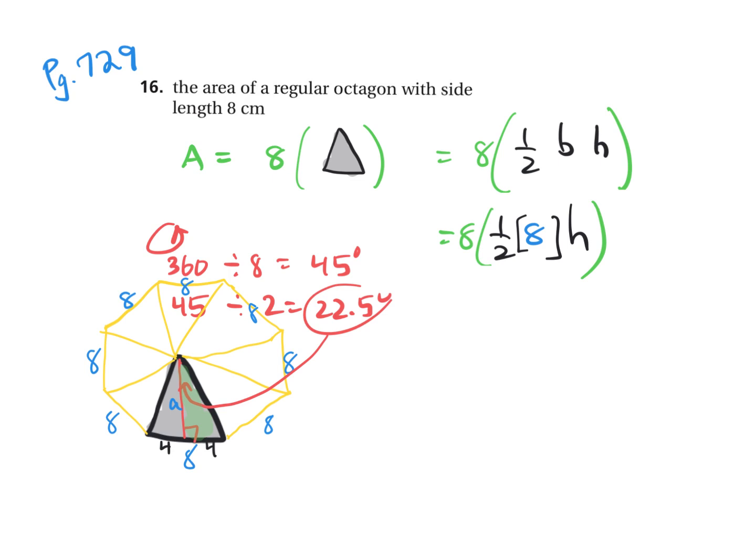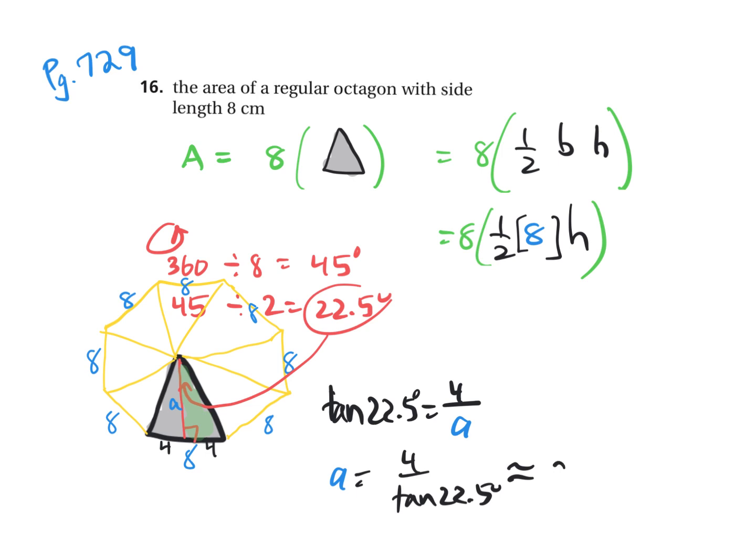So the tangent ratio of 22.5 degrees is the opposite side divided by the adjacent side. And therefore, the adjacent side, A, will equal 4 divided by a tangent of 22.5 degrees, which is about 9.656854. All right, we can finish our problem then.